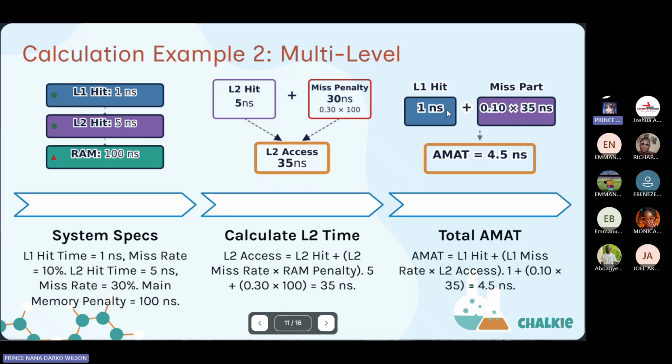And now when we go to level 1, the hit time for level 1 is 1 nanosecond. It means if the data is already on level 1, then it only takes us 1 nanosecond to retrieve it. But if it's not there, what's the probability of it not being there? According to the question, it says the miss rate for level 1 is 10%.